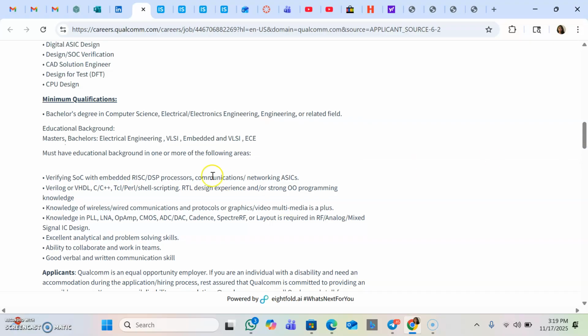The qualification is very interesting. You don't need to have any experience, but obviously this is a technical company, a core company. You need to have technical knowledge and expertise. A bachelor's degree in computer science, electrical, electronics, engineering or a related field.